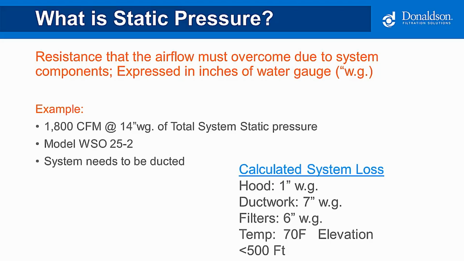So let's take a look at an example of a project where we may need a mist collector. Let's just say we have a project where we need 18,000 CFM. We have multiple machines that we're going to be connecting to. And I'm talking to my local Torit rep, and he feels that for my application, the WSO 25-2 is the appropriate unit for this application.